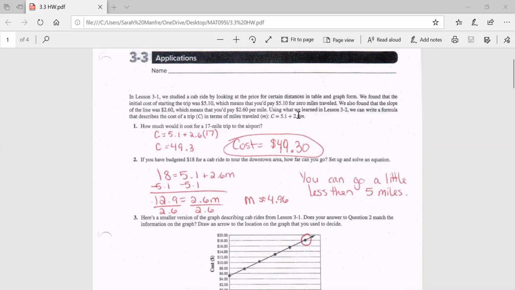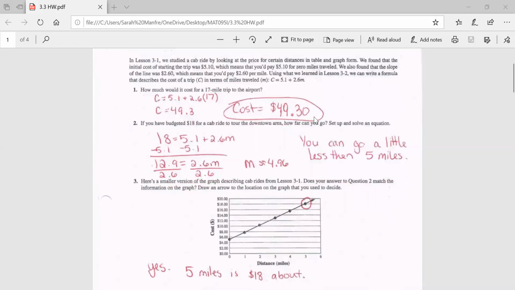So this application is using that formula, and question 1 is asking how much would it cost for a 17-mile trip to the airport? Well, 17 miles is the number that's given to us. Miles is replacing M, so the 17 replaced the M in the equation. It did 5.1 plus 2.6 times 17, and when you work that out, you get 49.3.